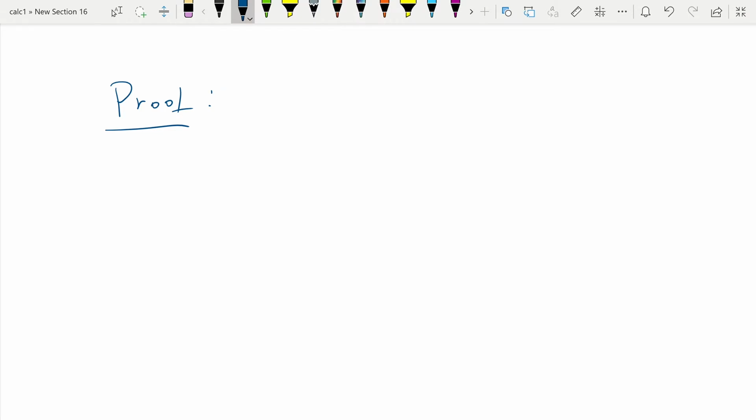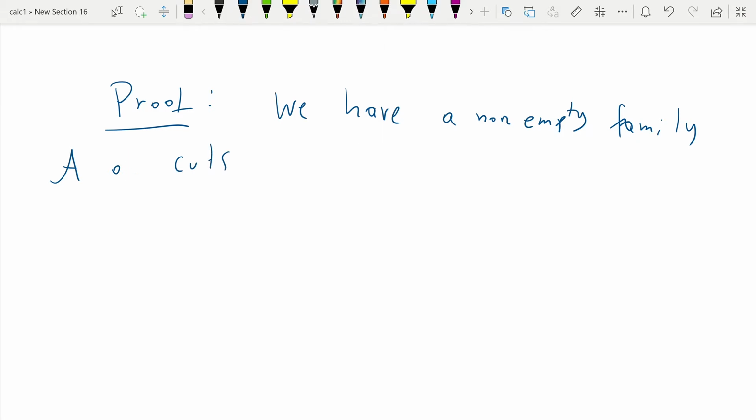We have our assumptions. So we have a non-empty family A of cuts, bounded from above.